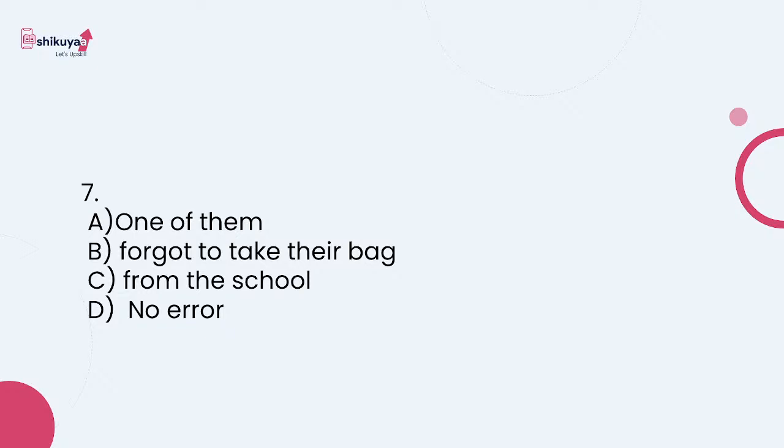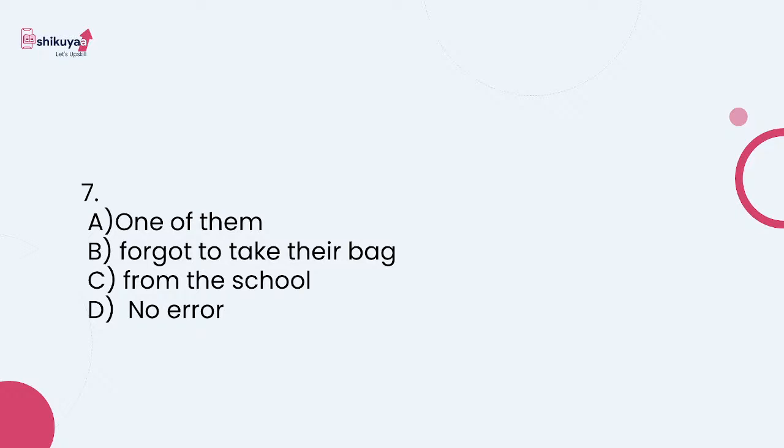Then there is the next question. So first let's read the sentence. One of them forgot to take their bag from the school. Okay, so this is about students, a school mention is there, context is there. Okay, so let's go for part A, that is one of them. So there is no kind of error. Part B, forgot to take their bag.